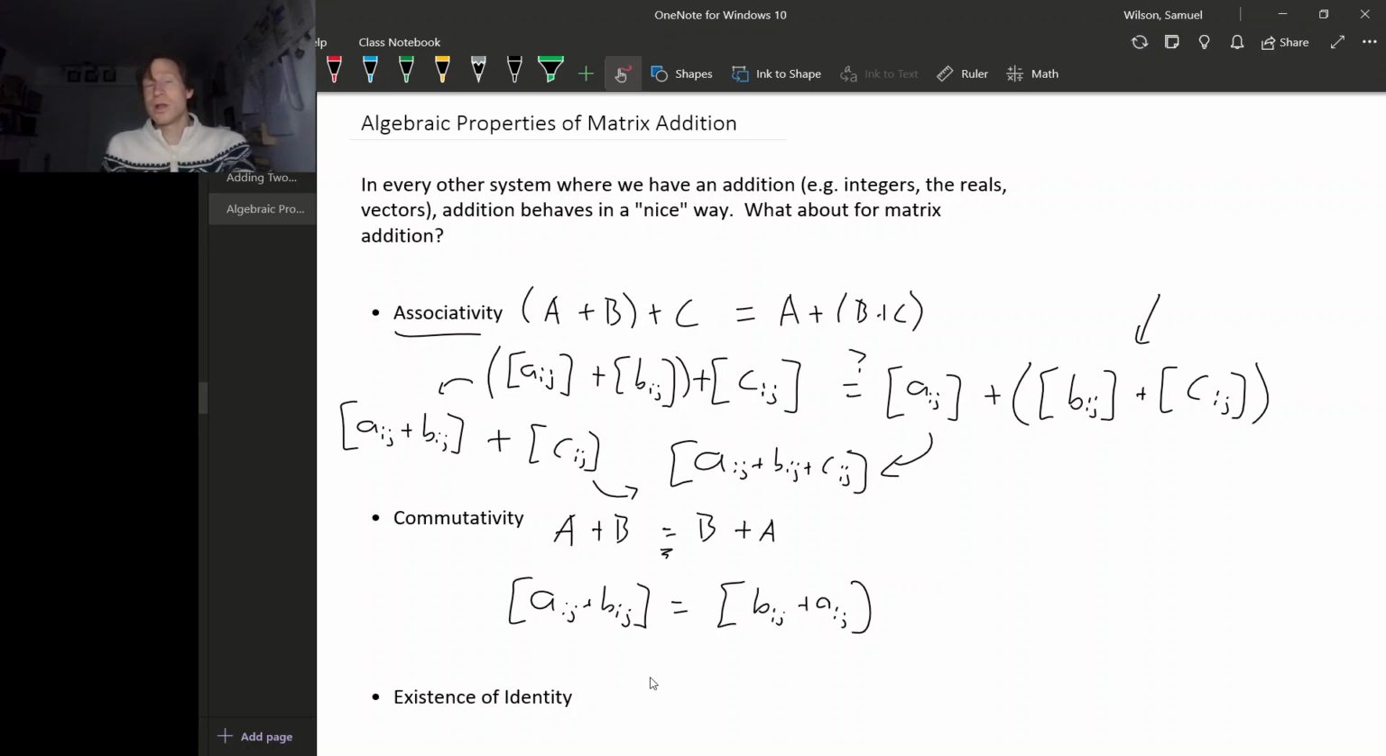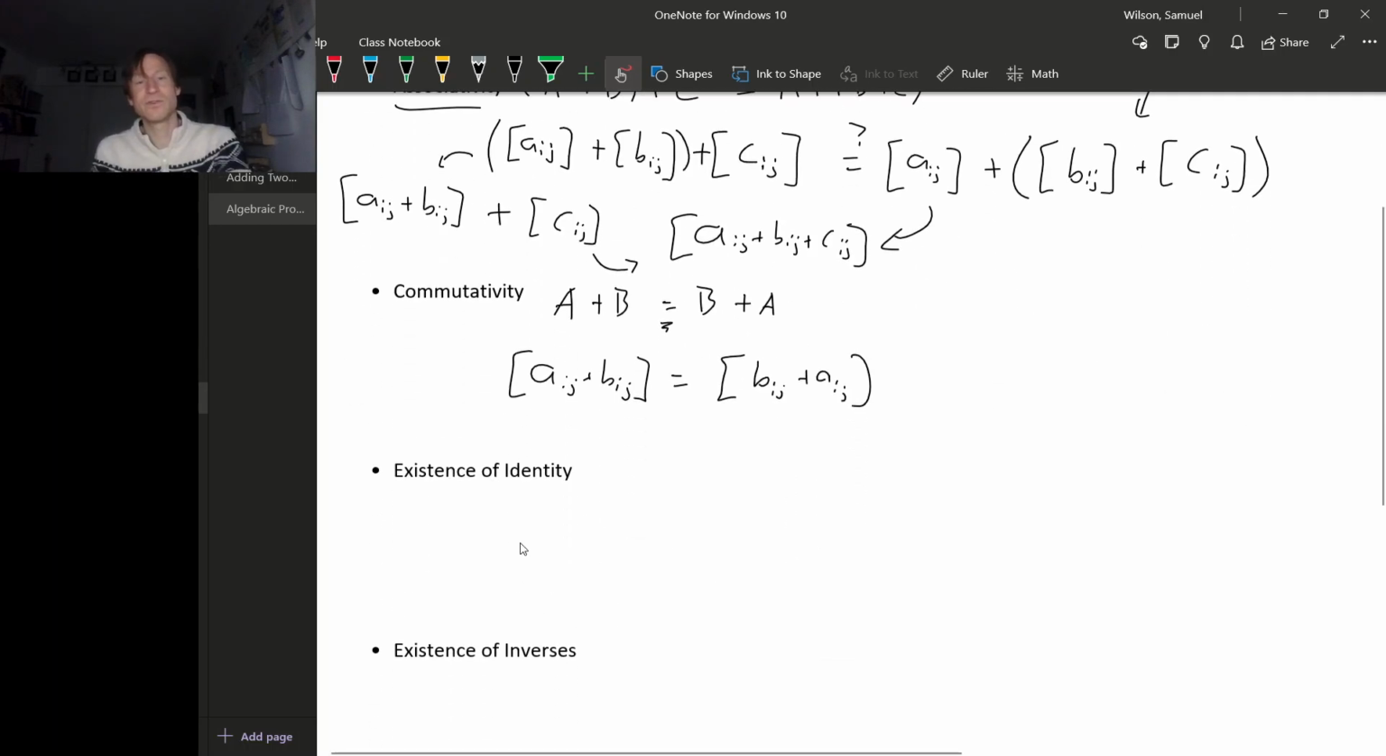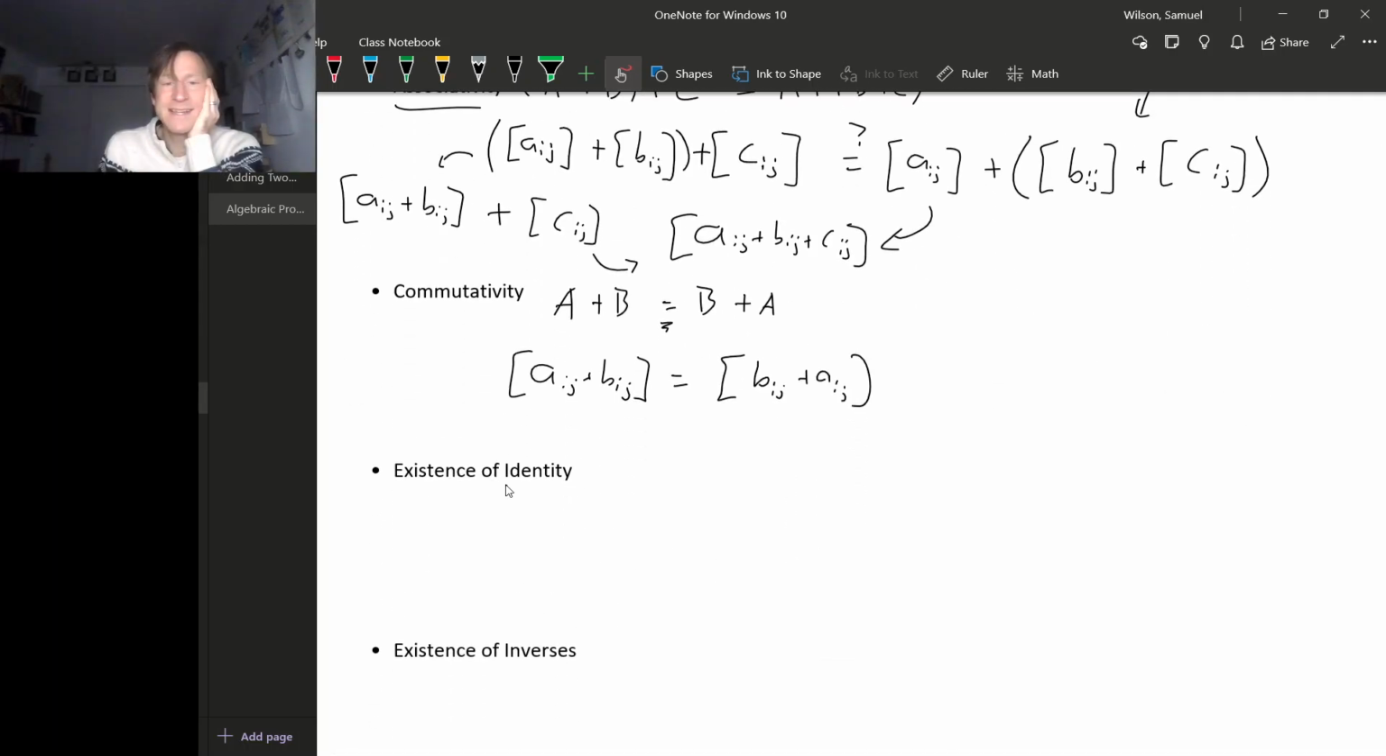There are a couple of other less obvious properties of addition that actually turn out to be pretty important for doing algebra. One is the existence of an identity for addition. An identity means something that, if we take some matrix and add our identity, we get the same matrix back. So any matrix you can put into this slot is called an identity for this operation. So this is an identity for the matrix sum.